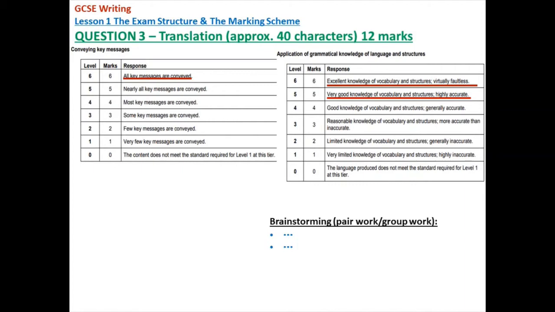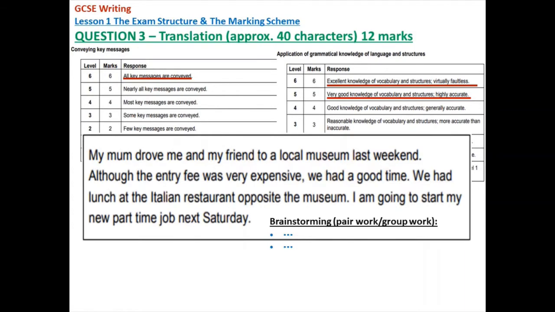Okay, let's have a look at the sample, and then we can discuss. I'll show you why I think this is quite a hard question. Have a look. My mom drove me and my friend to a local museum last weekend. Although the entry fee was very expensive, we had a good time. We had lunch at the Italian restaurant opposite the museum. I'm going to start my new part-time job next Saturday.